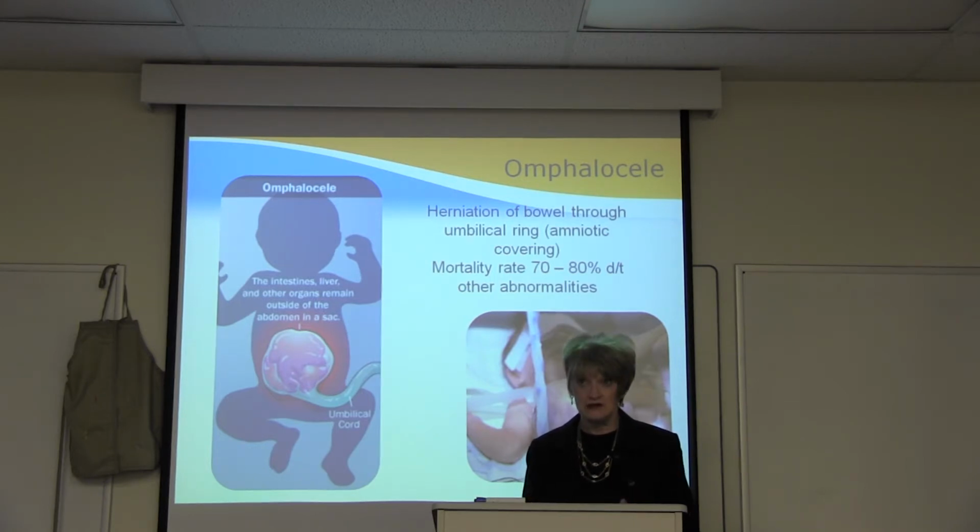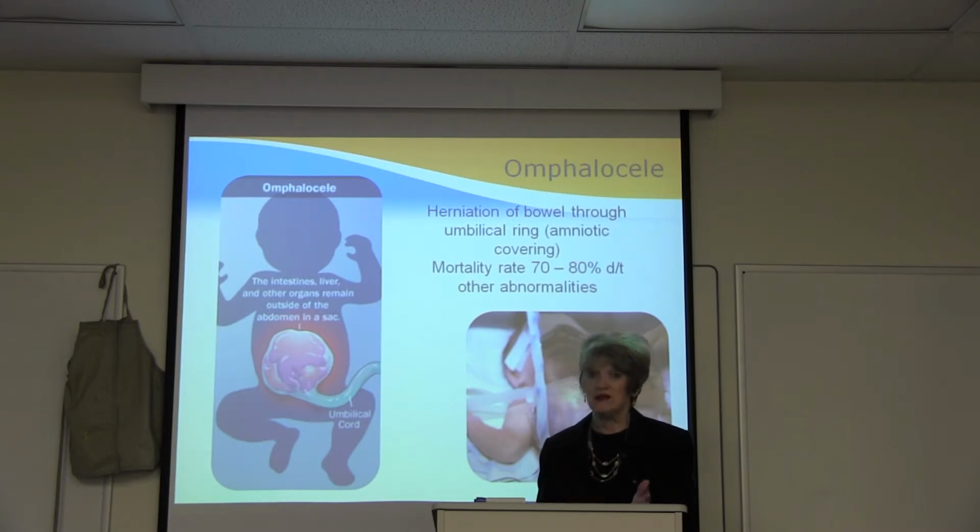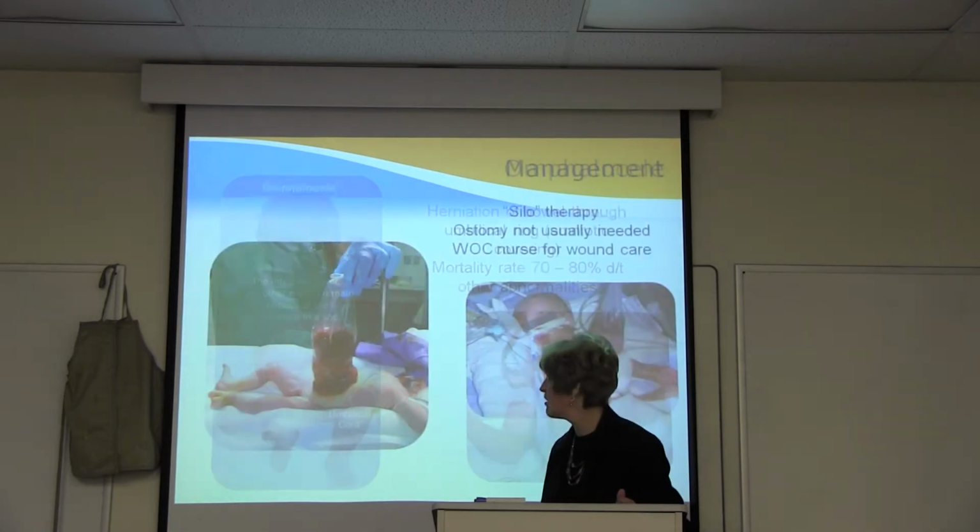The problem is that with babies with omphalocele, most of them have other major anomalies, and so there's a very high mortality rate. So even though the bowel looks better with omphalocele than with gastroschisis, the overall outcome is much more negative. Now let's talk about management.